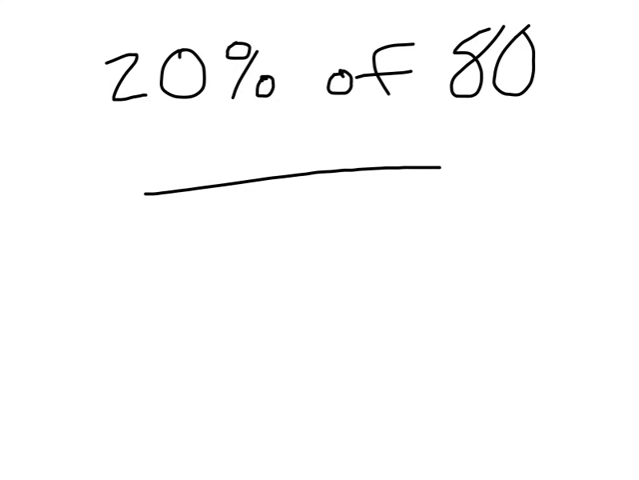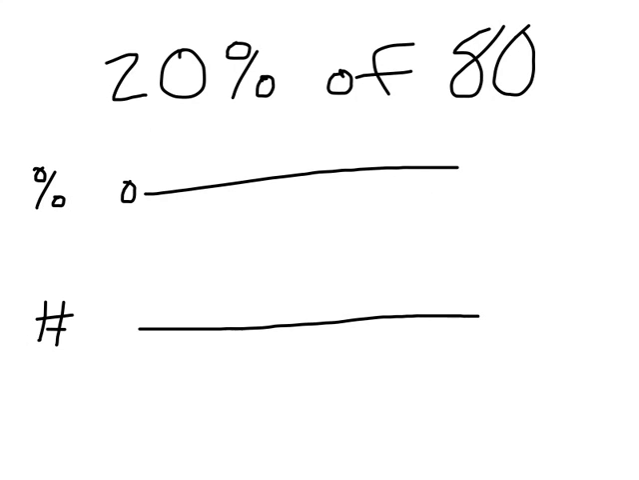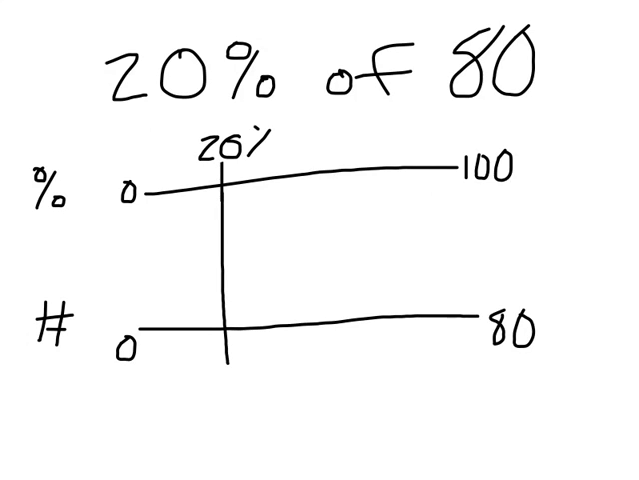Well, remember, when I'm going to find percents, I'm going to use a double number line. I've got my percent at the top, and I've got my number at the bottom. Remember, percent means out of 100. And I'm going to put 80 at the bottom. 20% of 100. I need to find 20% of 80. Now, I know that to get from 20 to 100, I multiply by 5.